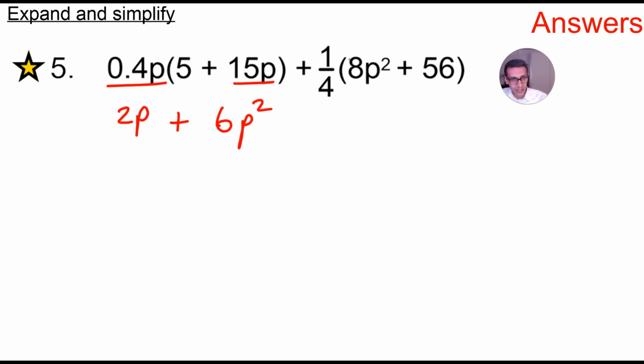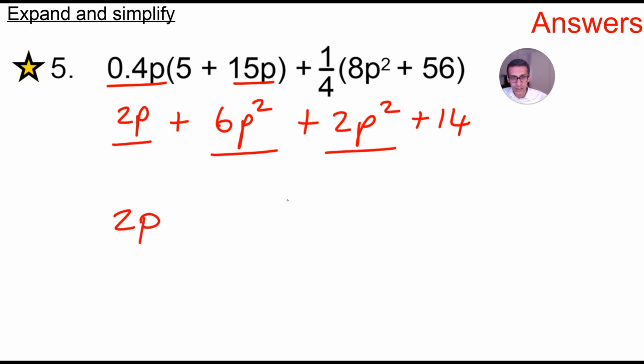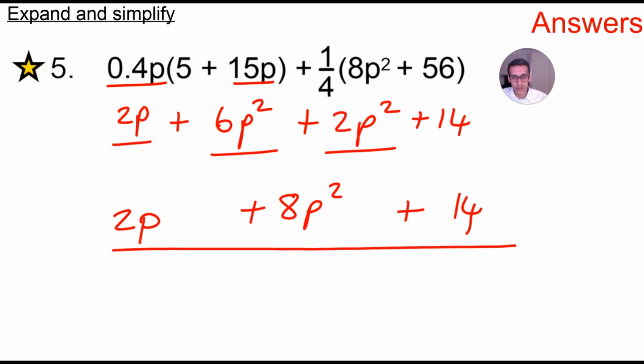Then you do a quarter of 8, which is 2. So this becomes 2p squared. And then a quarter times 56. And that's going to give you half of 28 is 14. So this will be plus 14. And see what we can add up together. Now 2p, there's no other p terms. 6p squared and 2p squared will become 8p squared, positive. And then we've got 14 just by itself, so it's 14. So your final answer is 2p plus 8p squared plus 14.